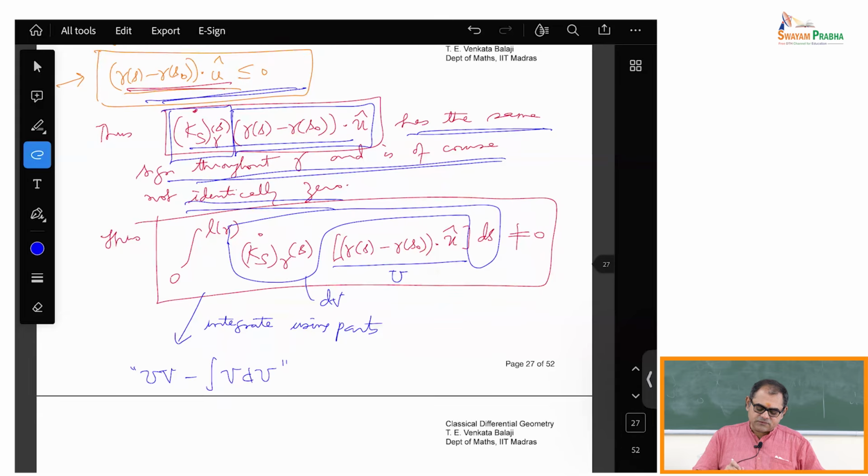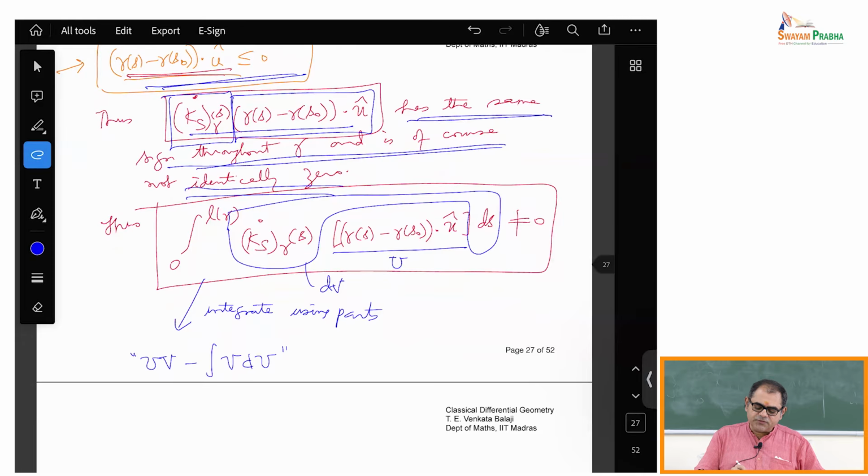This is what you will get. So basically, you see dv is ks dot, therefore v is just ks. So you will get (gamma of s minus gamma of s naught) dot u cap, where u cap is a constant vector and this is the scalar function u. Then I have to write v, but dv is ks dot, so v is just ks.